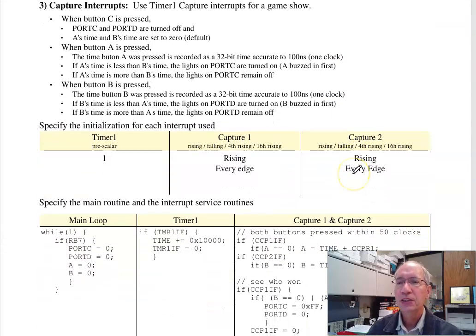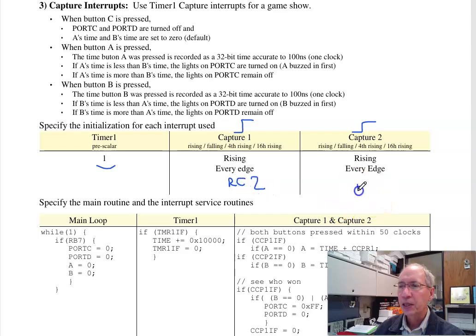Third approach is using capture interrupts. This will detect a time difference of 1 clock, or 100 nanoseconds. So if A hits the button first, and then B hits it 100 nanoseconds later, I can see that difference. So first, to measure time to 1 clock, 100 nanoseconds, I need a prescaler of 1. I'll pick a pin. In this case, I'm going to have port C, pin 2 for player A, port C, pin 1 for player B.